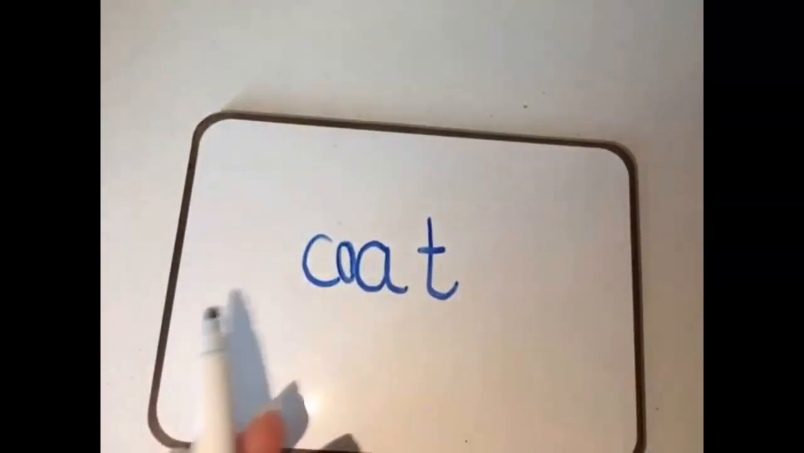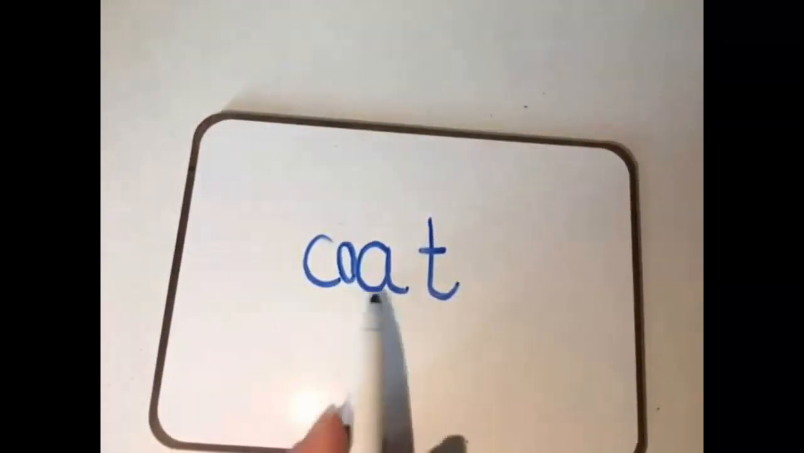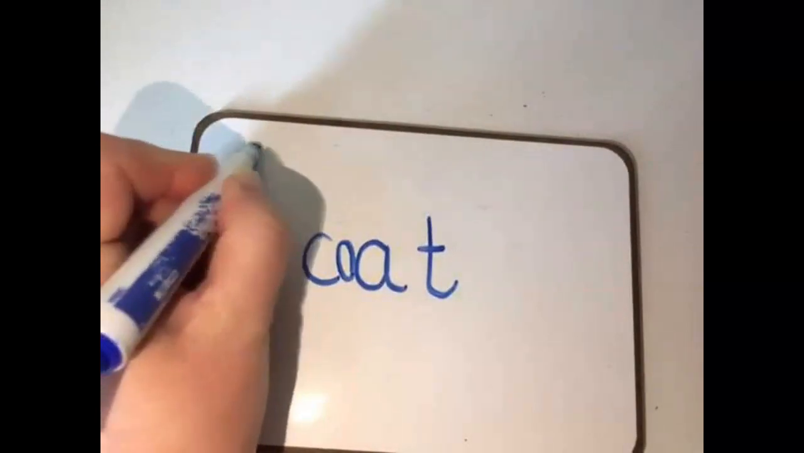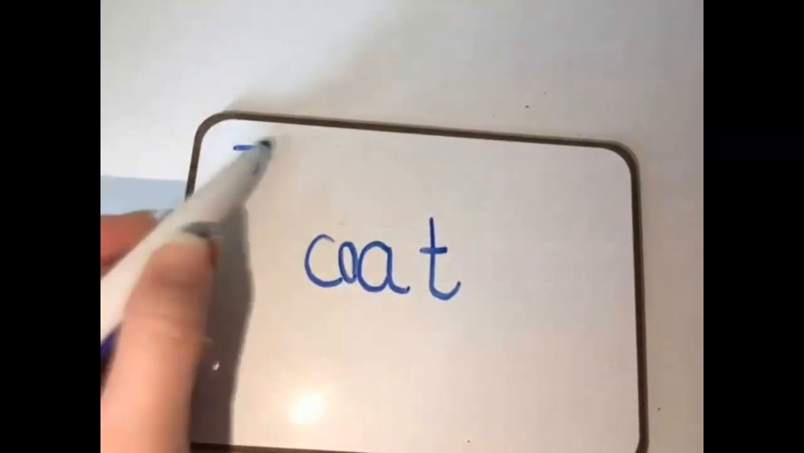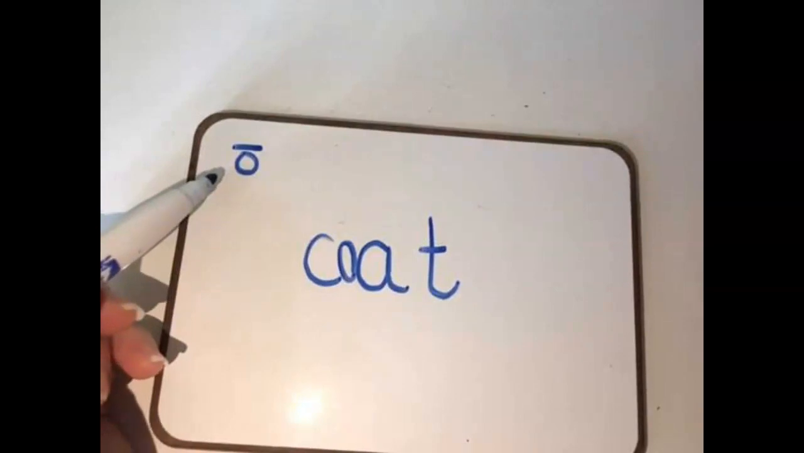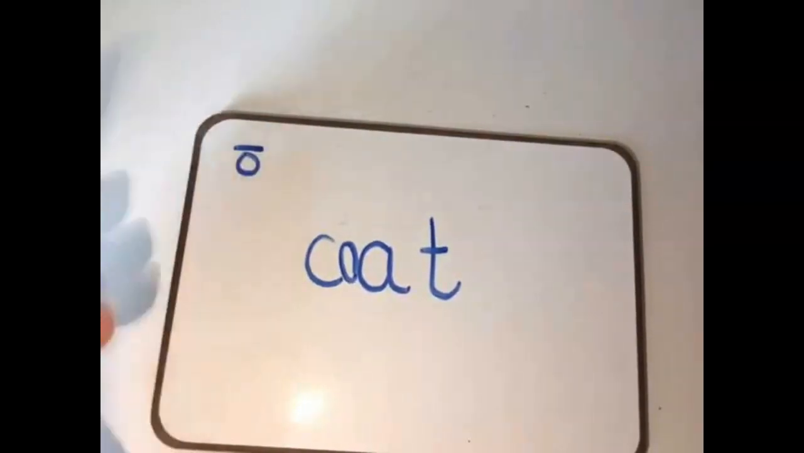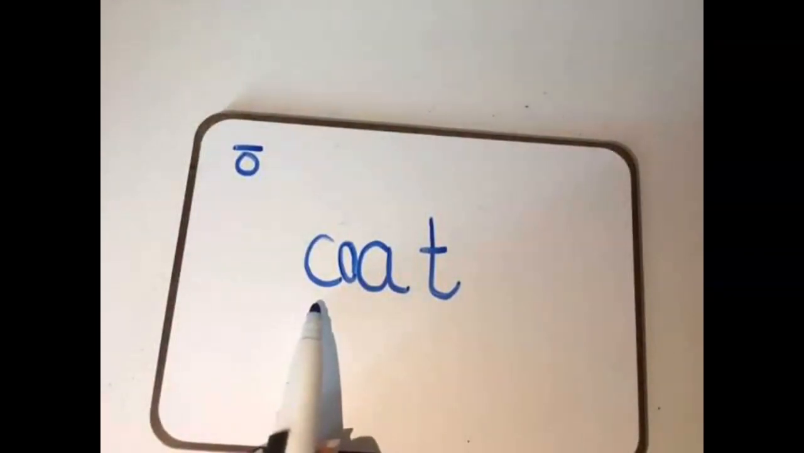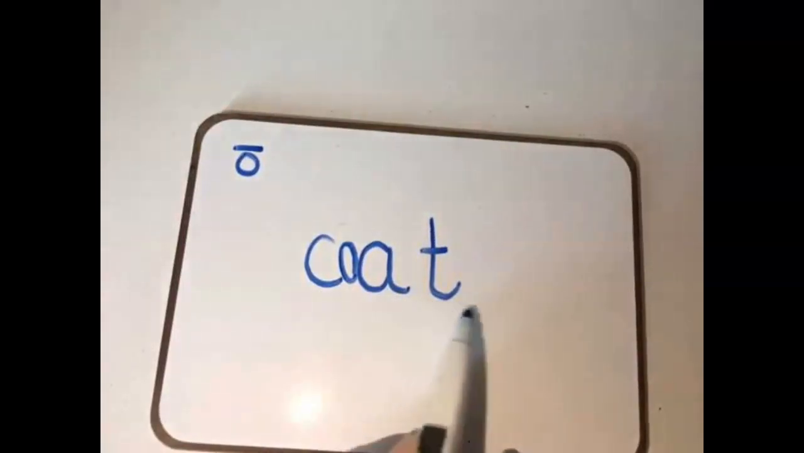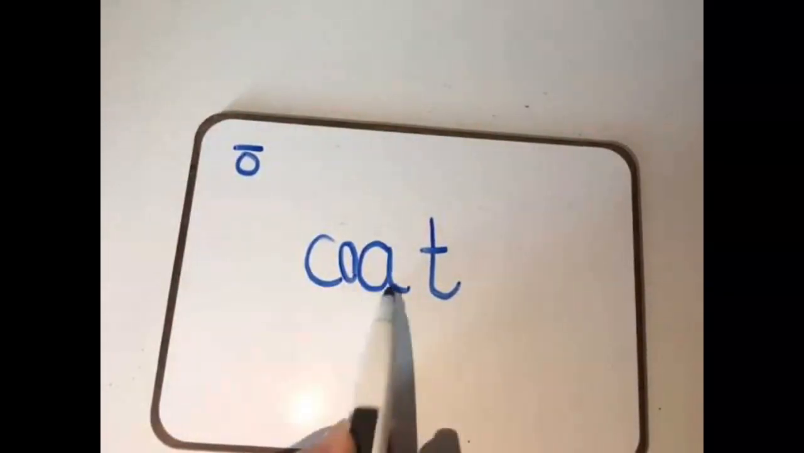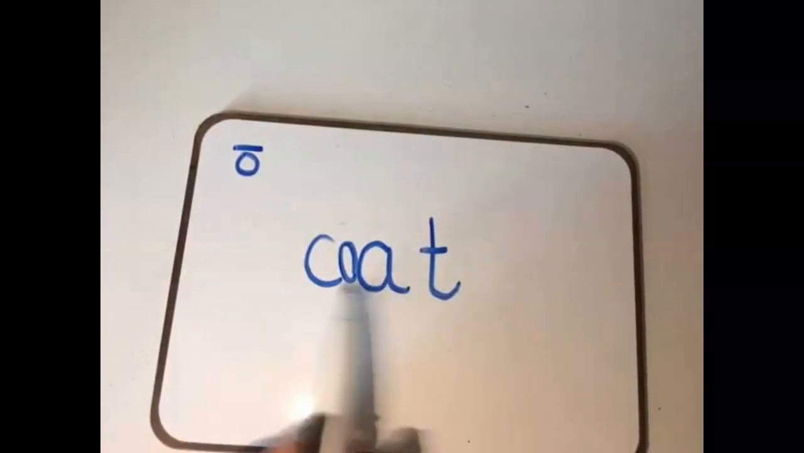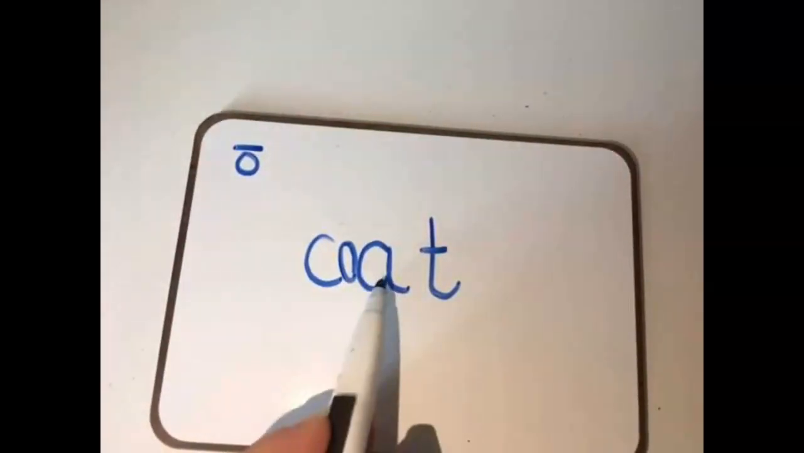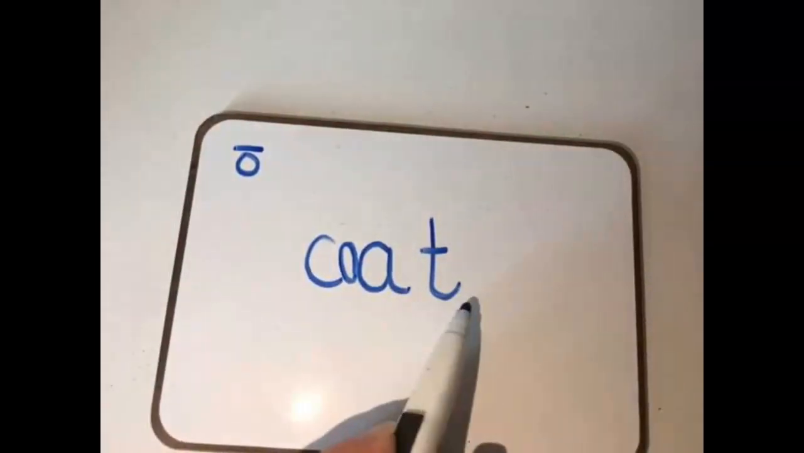Now what does OA say again? OA says O. This is how we write the long O sound when the teachers are talking about it. So, O. So now what does this word say? Can you figure it out? It says coat. So we changed cat to coat by adding the O with the A that was already there to make that O sound. Coat. Do you see?